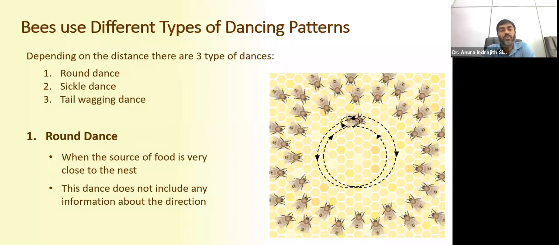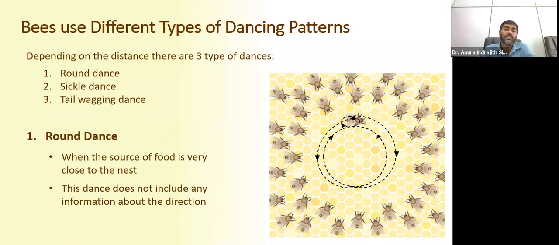Now, therefore, the answer is actually the first option. Normally, they will go for either pollen or nectar, not both at the same time, right? Yeah, mainly they will focus on one thing at a time. Okay, we were talking about the bee dance.